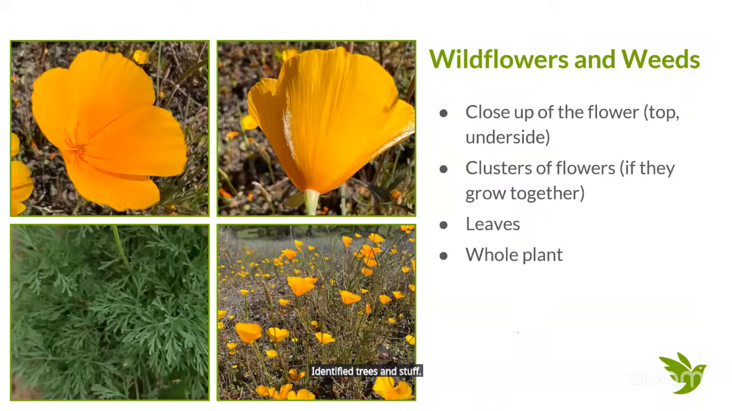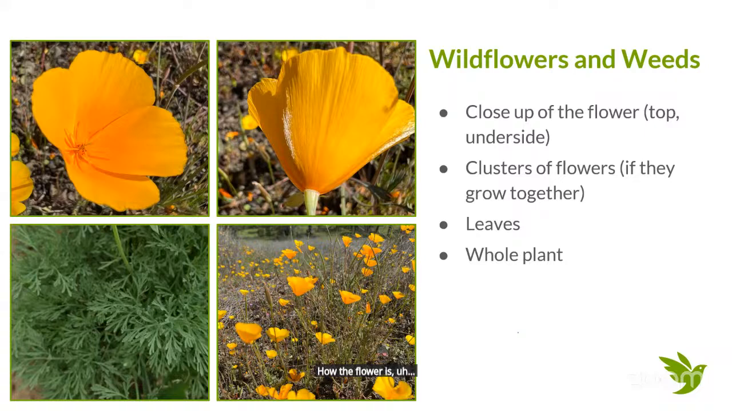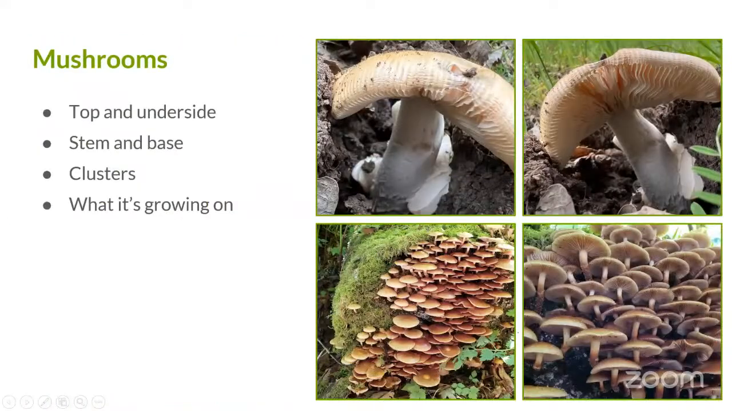Same with wildflowers and leaves, basically entire plants. Have a photograph of the flower, the top and the underside, how the flower is flowering, the inflorescence, the whole plant, the habitat, everything. For mushrooms, top and undersides are mandatory, because if you don't have an underside image of a mushroom, it's a little bit difficult to identify. So make sure you always have an underside image for a mushroom and the top as well.